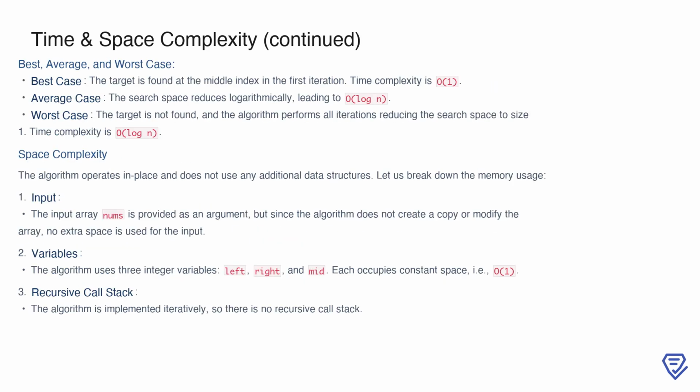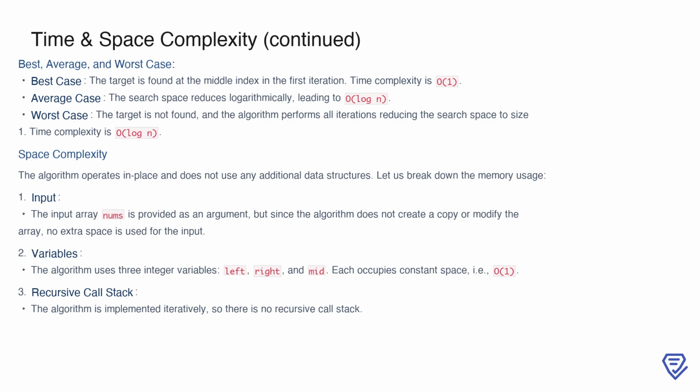Now, let us break this down into specific scenarios. In the best case, the target is located at the middle index during the very first iteration, requiring just one comparison, which translates to a time complexity of O(1). On average, the search space reduces logarithmically, resulting in O(log n). The worst case occurs when the target is not present in the array, requiring the algorithm to perform all possible iterations until the search space is reduced to a single element. Even in this scenario, the time complexity remains O(log n).